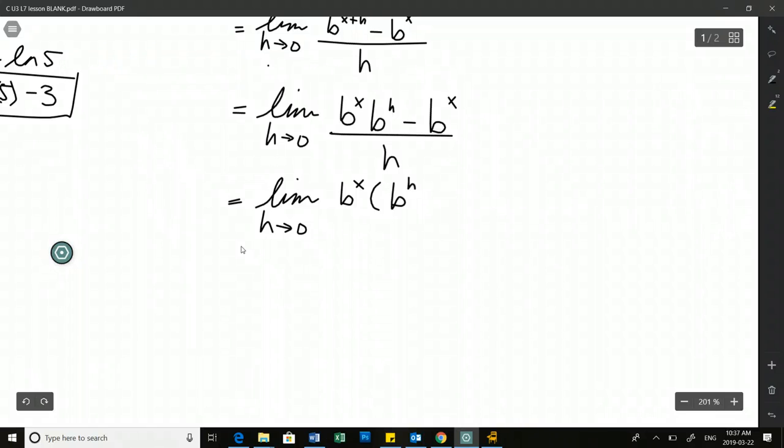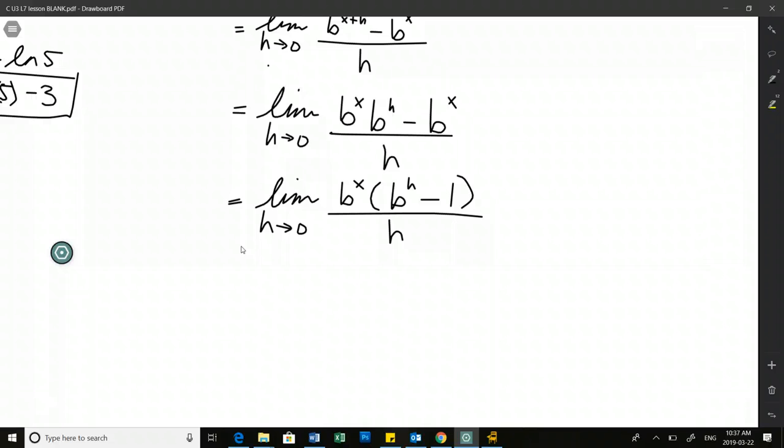And what remains is b to the exponent h minus 1 all over h. Okay, so still not super helpful, because if I try to sub in at this point, I'm going to get 1 minus 1 here, so I'll get the whole top as 0, and then I'm going to get 0 over 0, which is still indeterminate form, which is a problem for us.